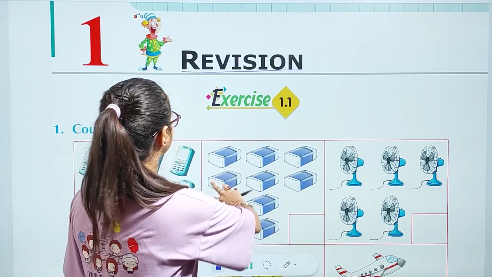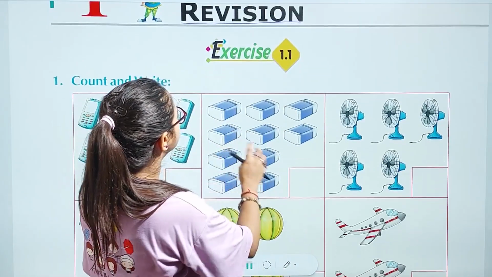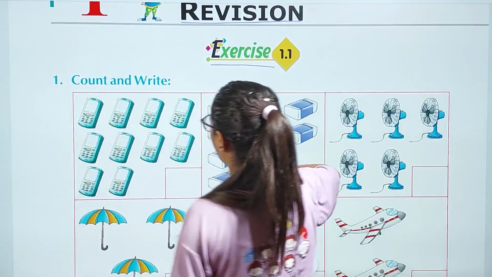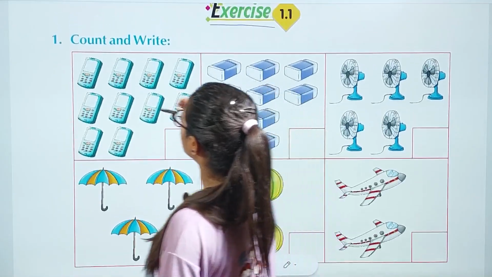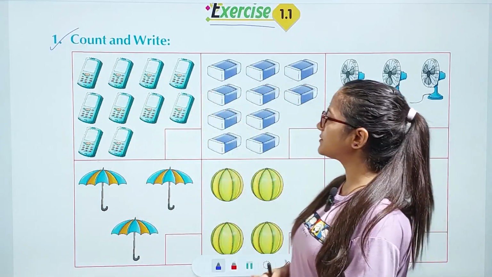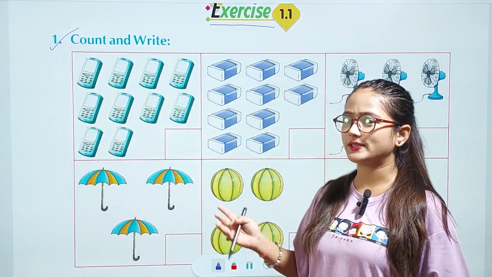So here you can see exercise 1.1 is given. Okay, and what is the first question given? First question is count and write. So let's count and write the things.